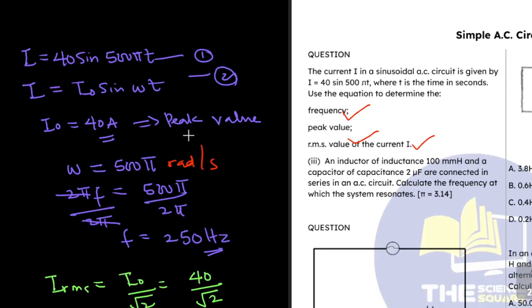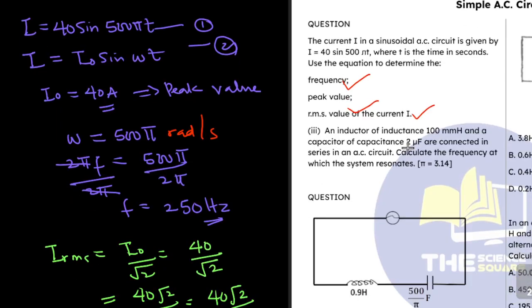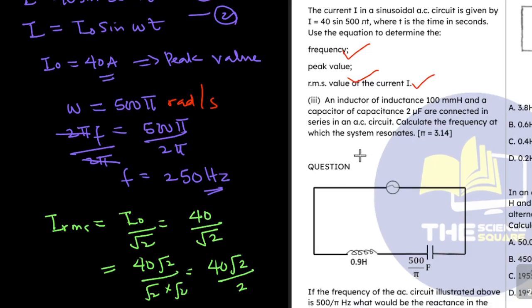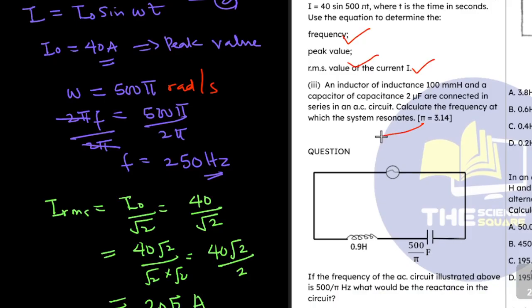So in the next question, an inductor of inductance 100 millihenry and a capacitor of capacitance 2 microfarad are connected in series in an AC circuit. Calculate the frequency at which the system resonates. So this is a case of what? Of resonance. This particular question is also from the past question. So they want you to find the frequency at resonance.